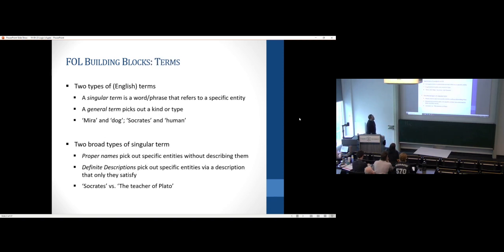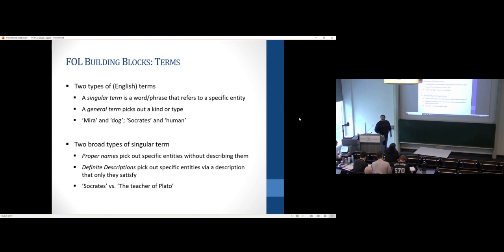In order to get a grip on terms, it's helpful to take a step back, think about philosophy of language for a second, and talk about terms in English. Actually, not just in English, but we'll talk about English. This applies to Dutch as well. So there are broadly two types of terms when we think about them in natural language. There are singular terms, which are words or phrases that pick out or refer to specific entities. And then there are general terms, which pick out something like kinds or types.